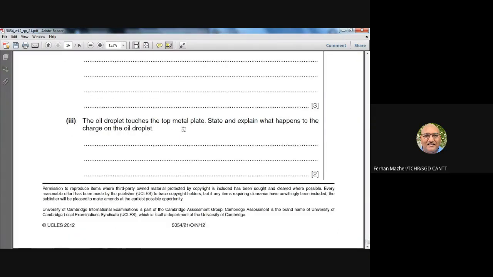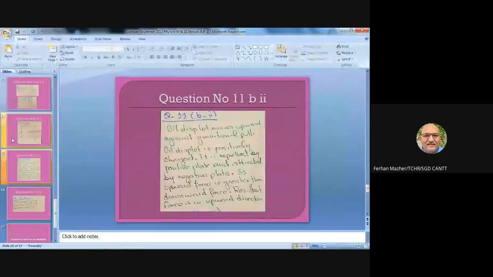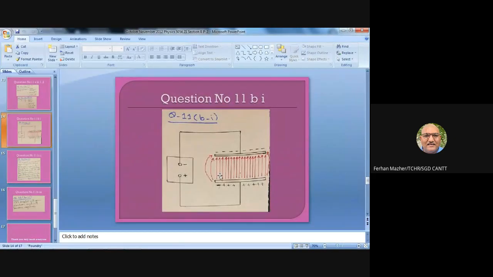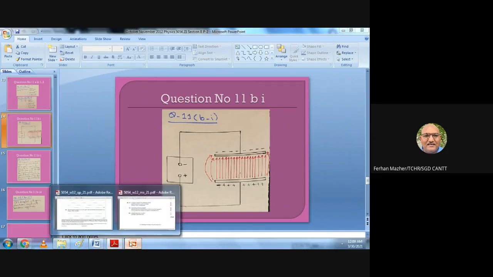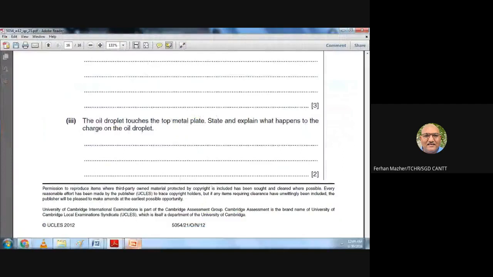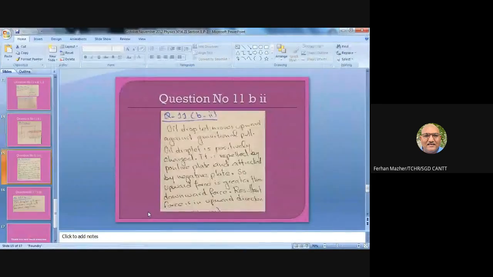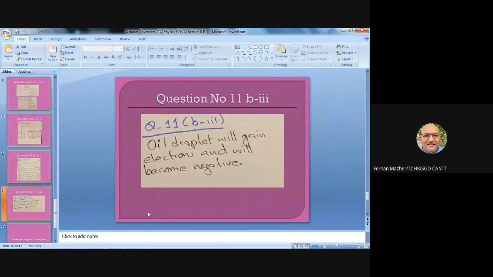The oil droplet touches the top metal plate. State and explain what happens to the charge on the oil. You see this. If I have a positively charged droplet, it will move upward, and when it touches the negative plate, because the droplet is positively charged, it will accept electrons and it will become neutral. Let me read my answer and then we will see what you have. Okay. Oil droplet will gain electrons and will become negative. It will gain electrons first, it will become neutral, then it will become negative.